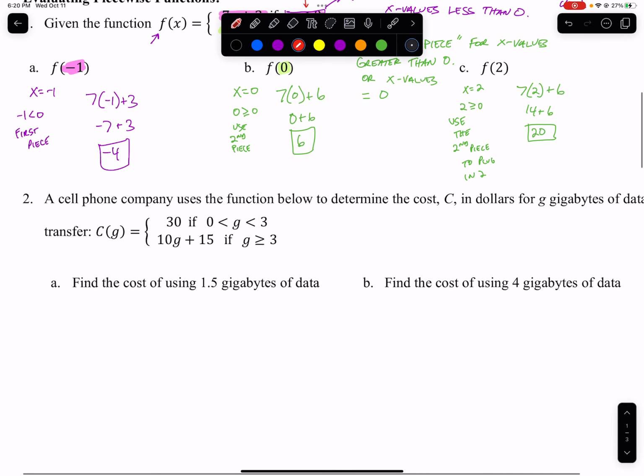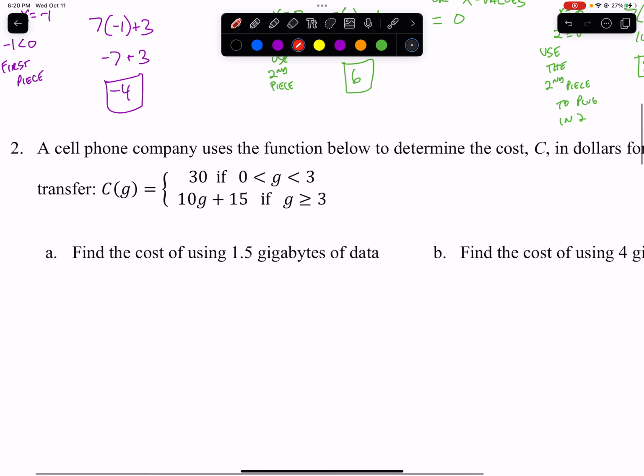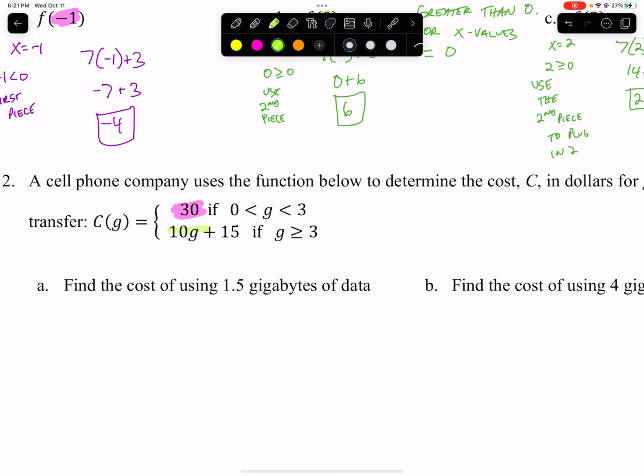So this one says a cell phone company uses the function below to determine the cost in dollars for gigabytes of data. All right, so find the cost of using 1.5 gigabytes of data. So again, maybe if we color code this, I'll make the top piece the same colors. Purple up top. And then the bottom piece is this equation. The domains over here tell us which piece to use.